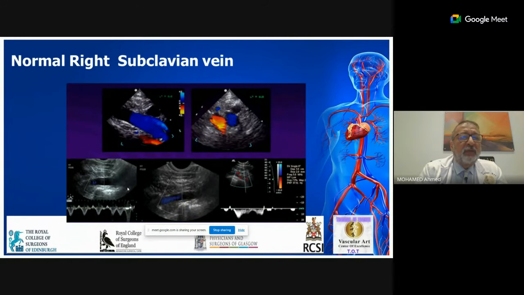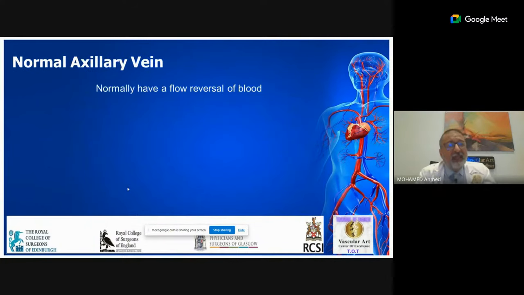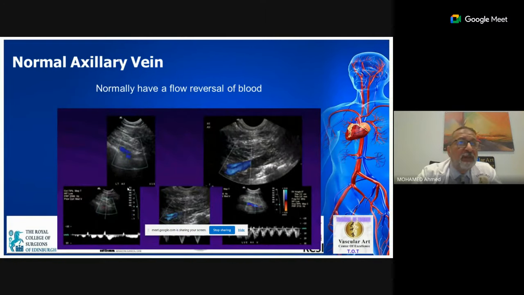Again, another picture of how to get information, a combination between the B mode, the spectral waveform, and the color analysis. The axillary vein, again, is an important vein for you to know, to exclude axillary vein thrombosis, which can happen with multiple causes, as we have mentioned.